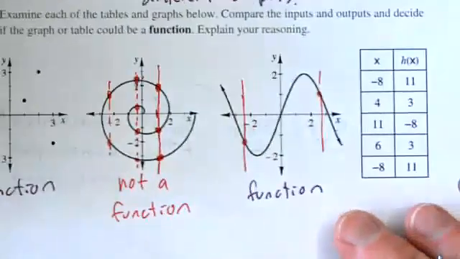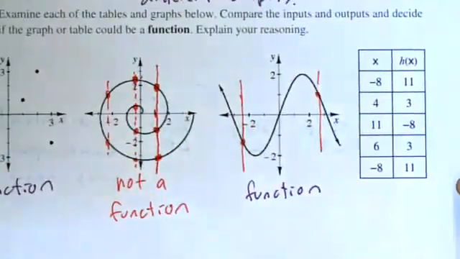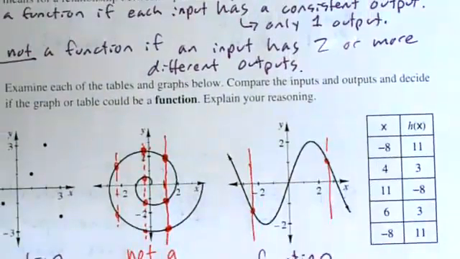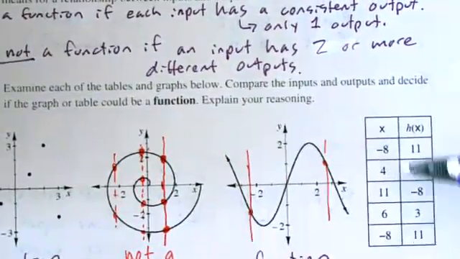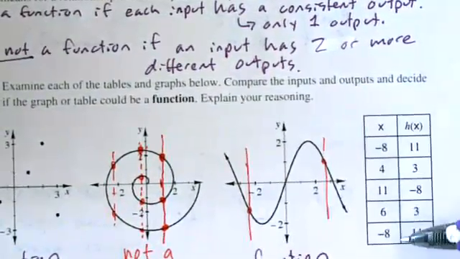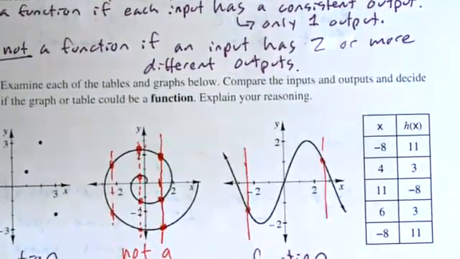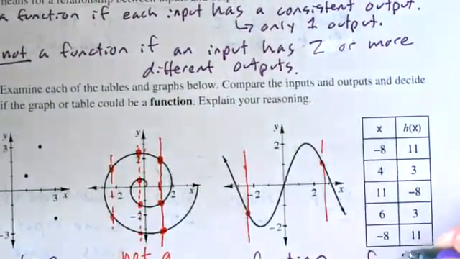All right, and our last one here, well, this is a table, going back to a table. Let's see if we can apply our rule here. It is a function if each input has a consistent output. It's not a function if an input has 2 or more different outputs. I got a repeated input here of -8. Is that a problem though? It's consistently giving me an output of 11, so we're okay. This is a function.